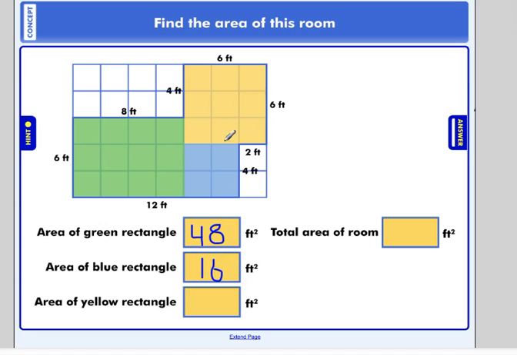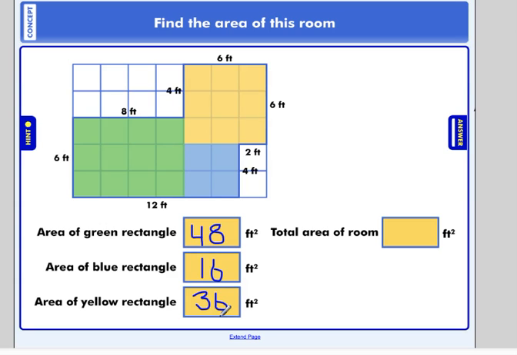Then I need to do the yellow rectangle. I've got a base of 6 feet and a height of 6 feet. So again, it's a square, but I do 6 times 6. You could be using your calculator, but you don't need to with these basic facts. Then we get 36 feet squared.